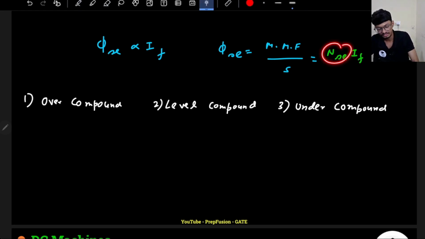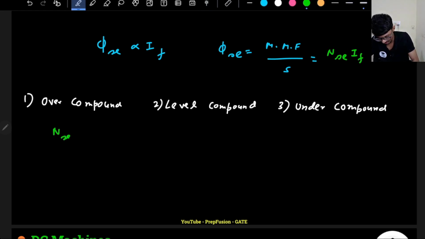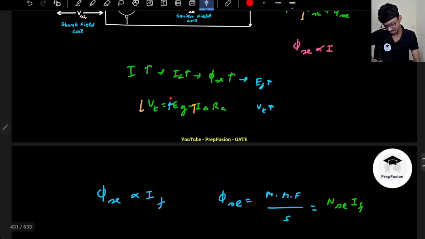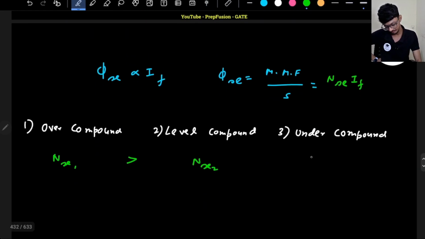If the number of turns of the field winding is higher, so IF is Ia only, that is the armature current. If the number of turns is higher, the flux will increase further, hence the Eg also will increase. So in this case, this will be NSE1, that will be larger than the level compound. In the second case, the number of turns will be lower than the first case, because the compensation will not be that high. Still some Eg increase will be there, but that will not be enough to increase over the previous voltage level. Okay, and this will be the under compound, where the compensation will not be enough.